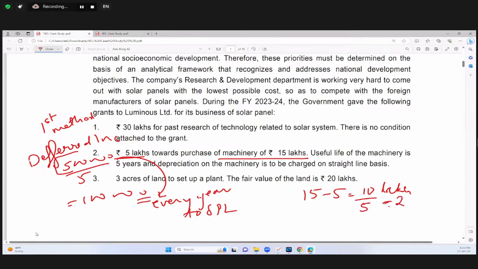Every year 2 lakh depreciation will be charged. So just let me explain to you what will be the impact in the profit and loss account under both the methods.